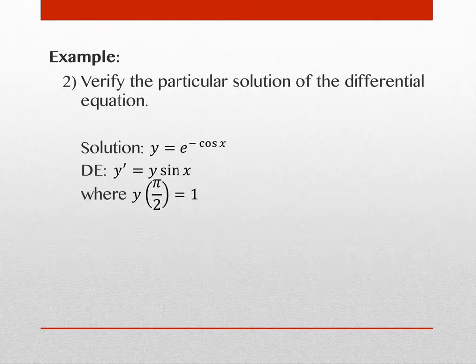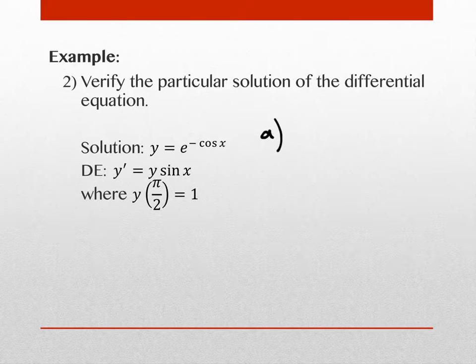This says to verify the particular solution of the differential equation. So what does that mean? Well, we're going to start out with doing the same thing we did before, verifying that it's a solution. Okay? So we have a solution, we have the differential equation, and we're going to do all the same steps that we just did before. So this is a step A, B thing. We've been doing step A already, so we're going to continue as though the problem were the same, and then we'll figure out this y of pi over 2 equals 1 business and figure out what happens with that, okay?